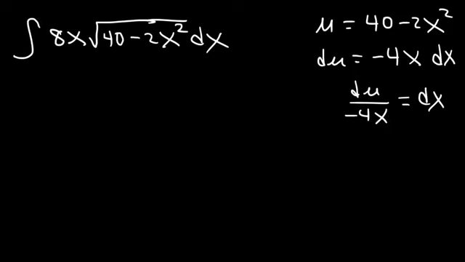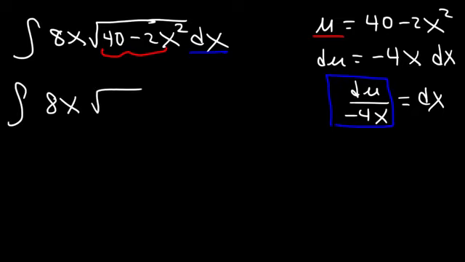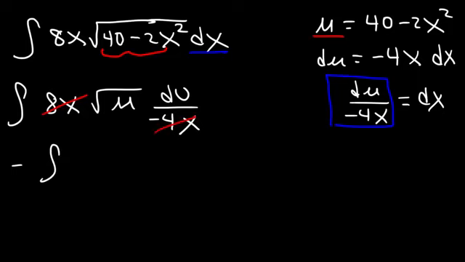So let's replace this with u and this part dx with du over negative 4x. So it's going to be 8x times the square root of u times du divided by negative 4x. 8x divided by negative 4x is negative 2. And I'm going to write that in the front. The square root of u is the same as u to the 1/2.